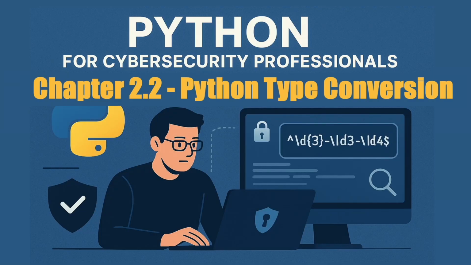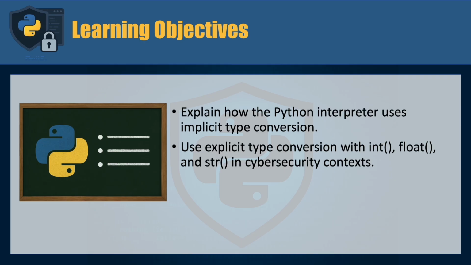Welcome to the lecture for Chapter 2, Section 2, Python Type Conversion. By the end of this section, students should be able to explain implicit type conversion in Python and demonstrate explicit conversion using the int, float, and str built-in functions.